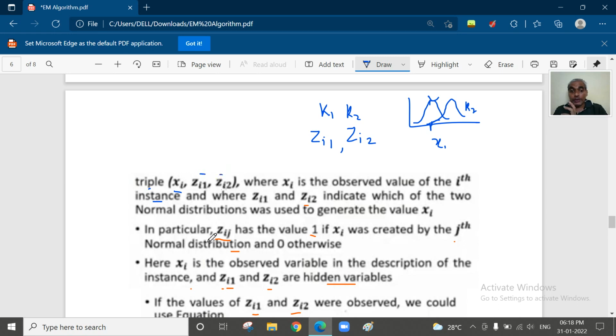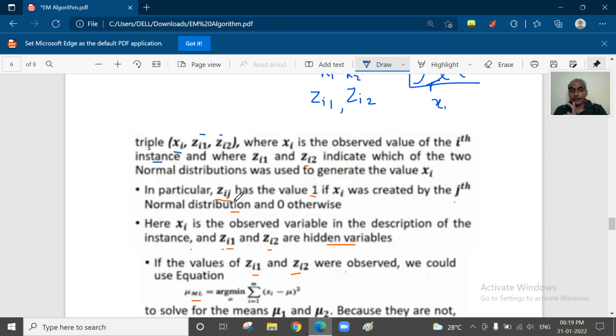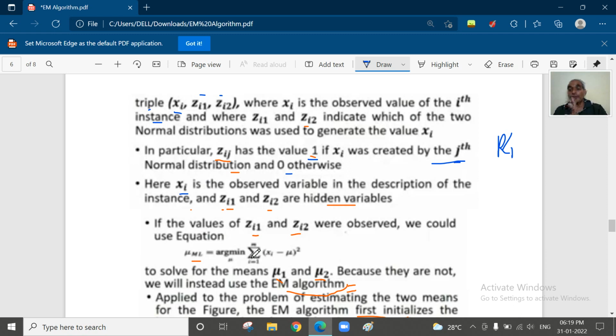Now what values are you going to put here? It is given here. In particular, zij has a value 1 if instance xi is generated from the first distribution k1. So here the zij value becomes 1. Zij has a value 1 if xi was created by the jth normal distribution. If it is generated from the k1 distribution, this value will be 1 and the other value will be 0. Otherwise it will be 0. If that instance xi is generated from the second distribution, then this value will be 0 and this value will be 1. That is how we make a difference between xi coming from the k1 distribution or the k2 distribution.